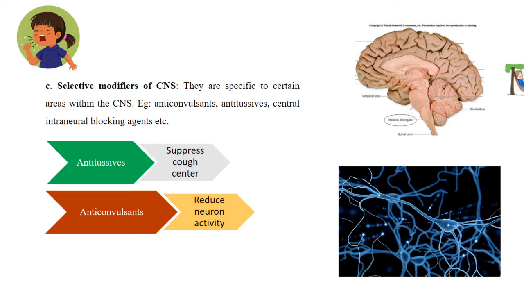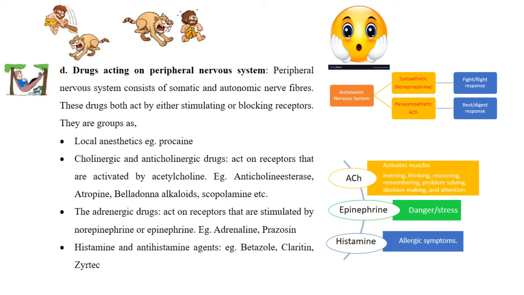And the last one is drugs acting on the peripheral nervous system. Talking about this peripheral nervous system, we have already seen that there are two types: autonomic nervous system and somatic nervous system. The somatic nervous system controls voluntary movements, that is our sensory activities: waving our hands, moving our legs, walking, talking, etc. And this autonomic nervous system deals with involuntary activities within our body. Whatever movements are happening within our body will be under autonomic nervous system control. And again, this autonomic nervous system is divided into sympathetic nervous system and parasympathetic nervous system.